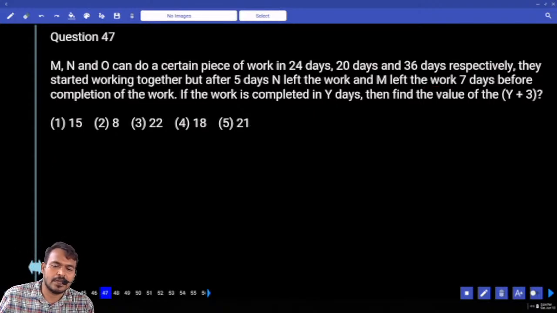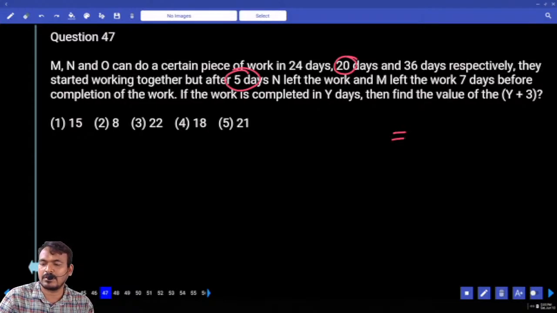M, N and O can do a certain piece of work in 24 days, 20 days and 36 days respectively. They started working together, but after 5 days, N left the work. Means N is how many days are working? 5 days. What is the 1 day work of N? 1 by 20. How many days are working? 5 days. What is the 5 days work? 5 by 20, 1 by 4. Means already N is covered 1/4 work.